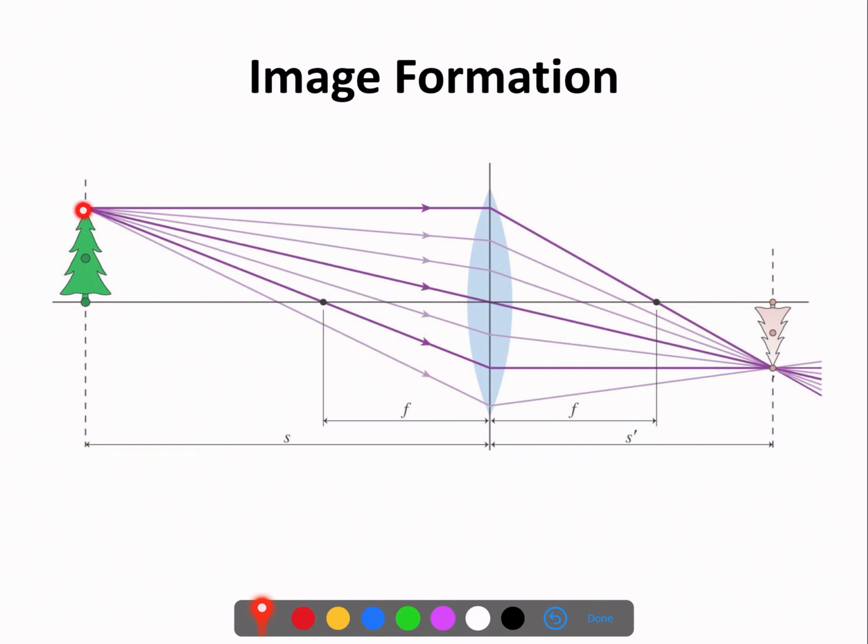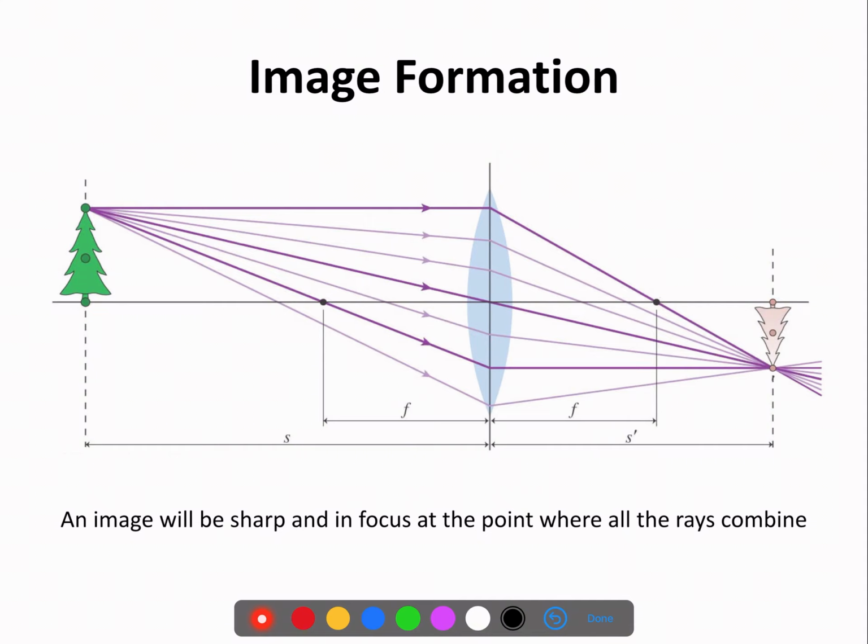We call the distance from the object to the lens plane S. Now some other books call this P, but we call it S. So these are both the same thing. And then you call this distance from the lens plane to the image, the same point on the image, this is going to be S prime. Some people call it Q. Don't get confused, okay? So when we do this, we really want to figure out where this image is going to be sharp and in focus.